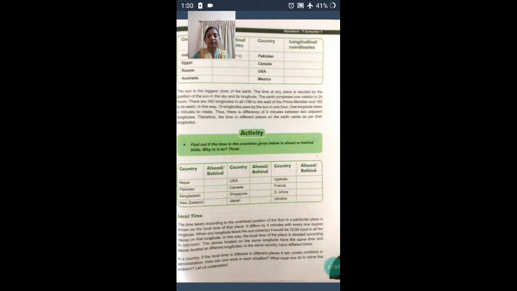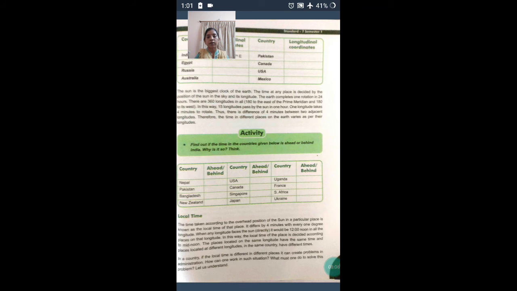Now, we can see that the sun is the biggest clock of the earth. The time at any place is decided by the position of the sun in the sky and its longitude. The earth completes one rotation in 24 hours. There are 360 longitudes in all, 180 to the east of the prime meridian and 180 to its west.